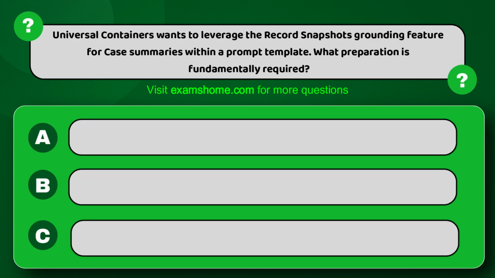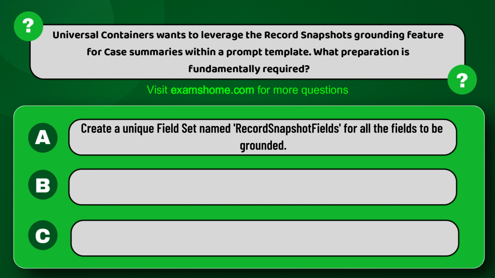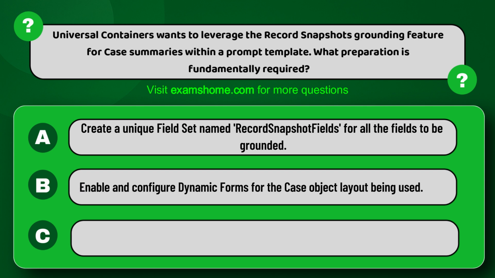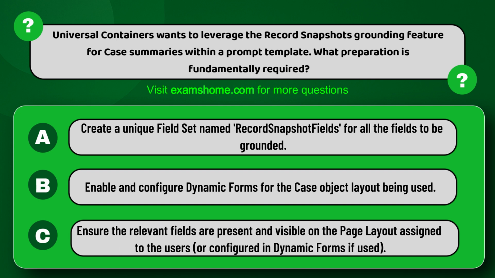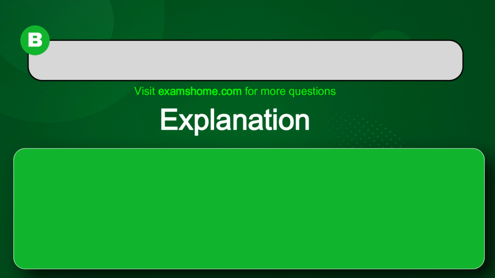Universal Containers wants to leverage the record snapshots grounding feature for case summaries within a prompt template. What preparation is fundamentally required? A. Create a unique field set named Record Snapshot Fields for all the fields to be grounded. B. Enable and configure dynamic forms for the case object layout being used. C. Ensure the relevant fields are present and visible on the page layout assigned to the users, or configured in dynamic forms if used. Correct answer.